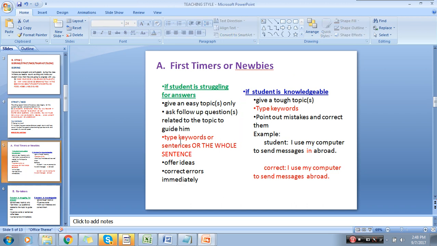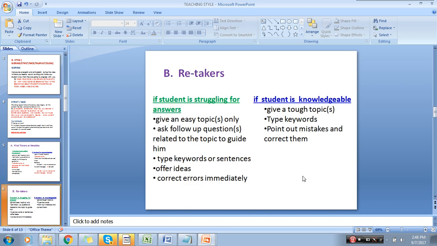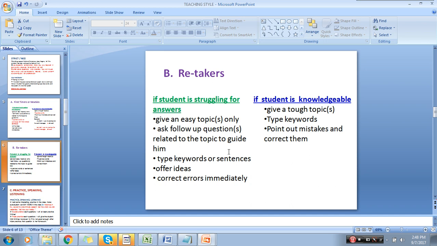Okay, so in here, first timers, you need to type as much as possible, and you need as well to adjust your speed when you are talking. Let's say, for example, your students are retakers. Even though they are retakers, sometimes they are struggling for answers. So what you are going to do is give them easy topics at first until such time that they already understand and know the method on how to answer.